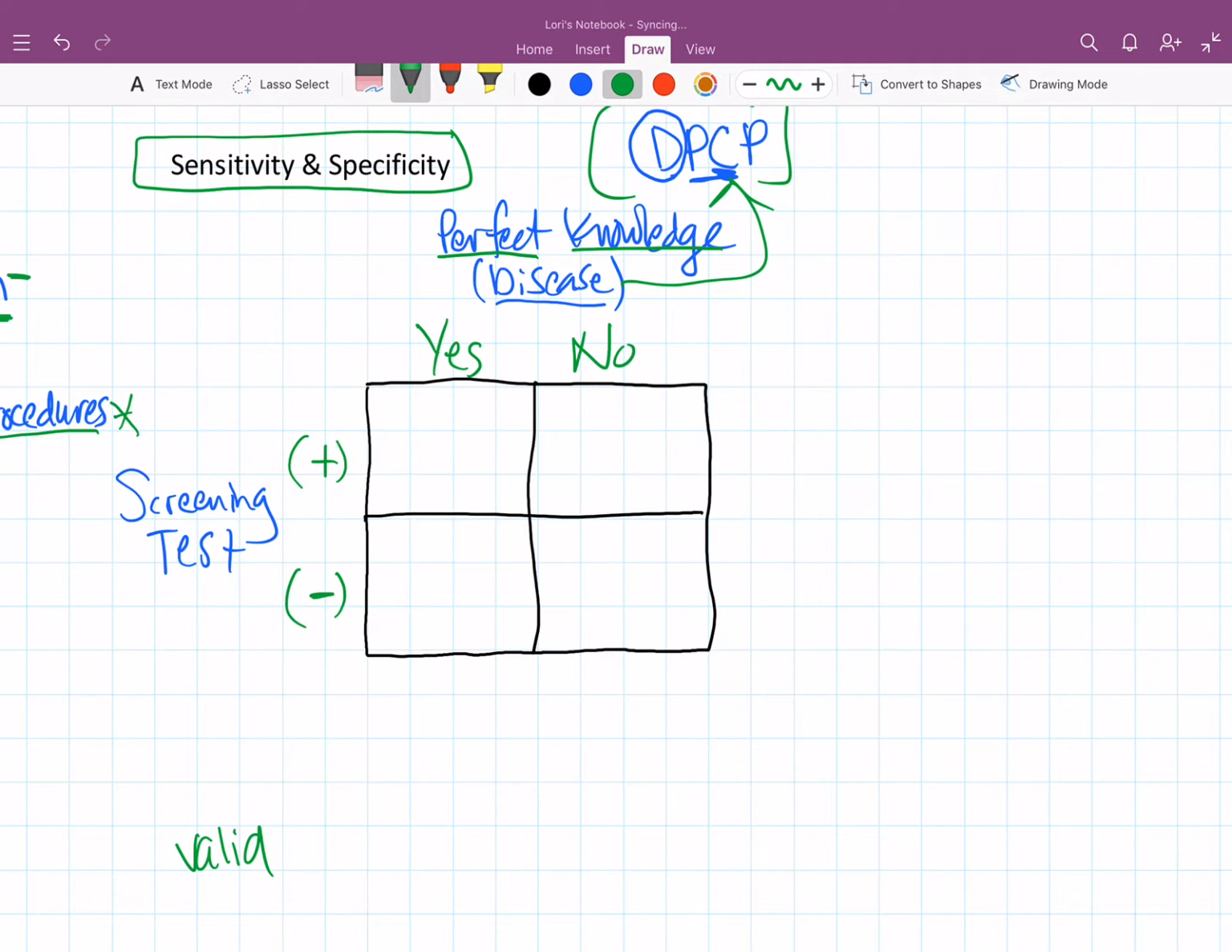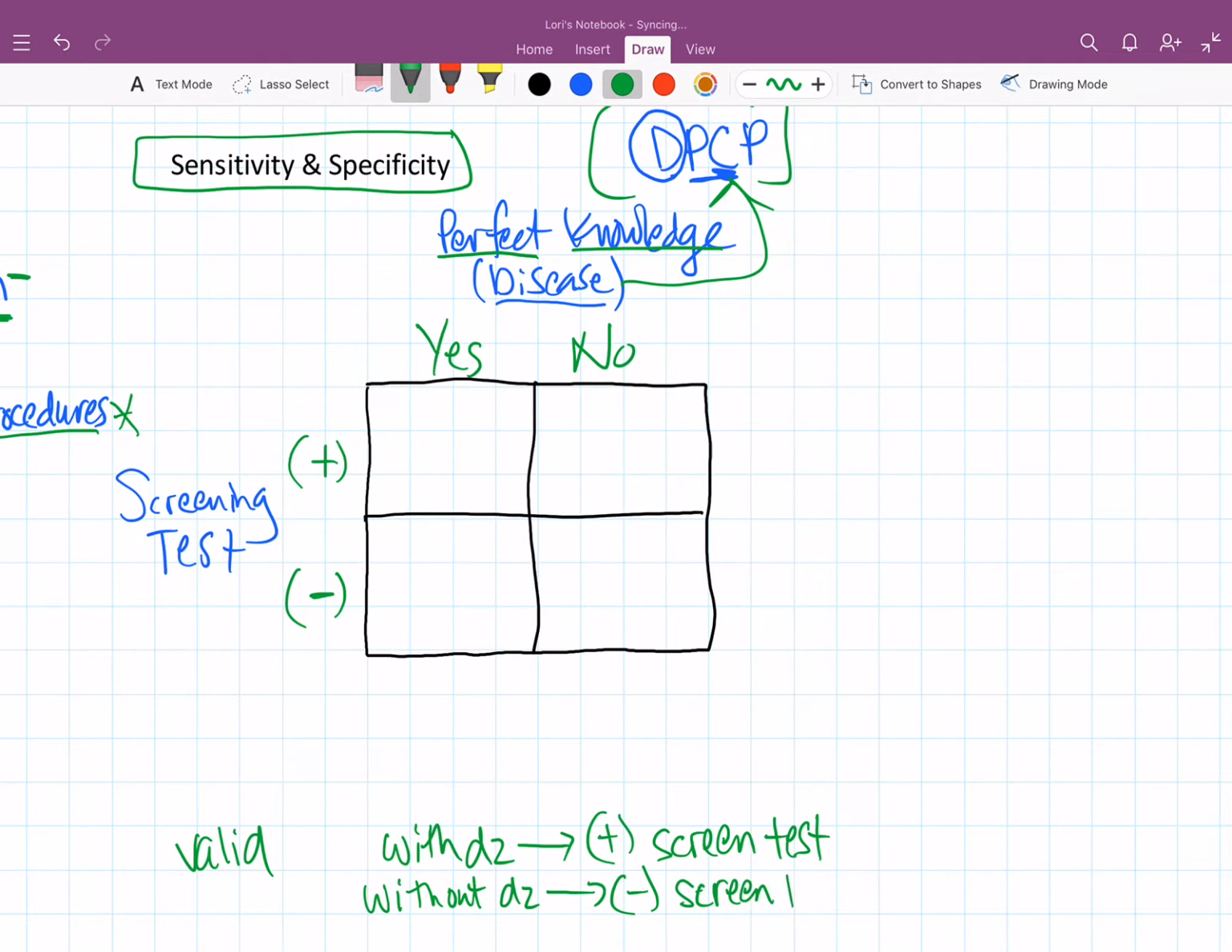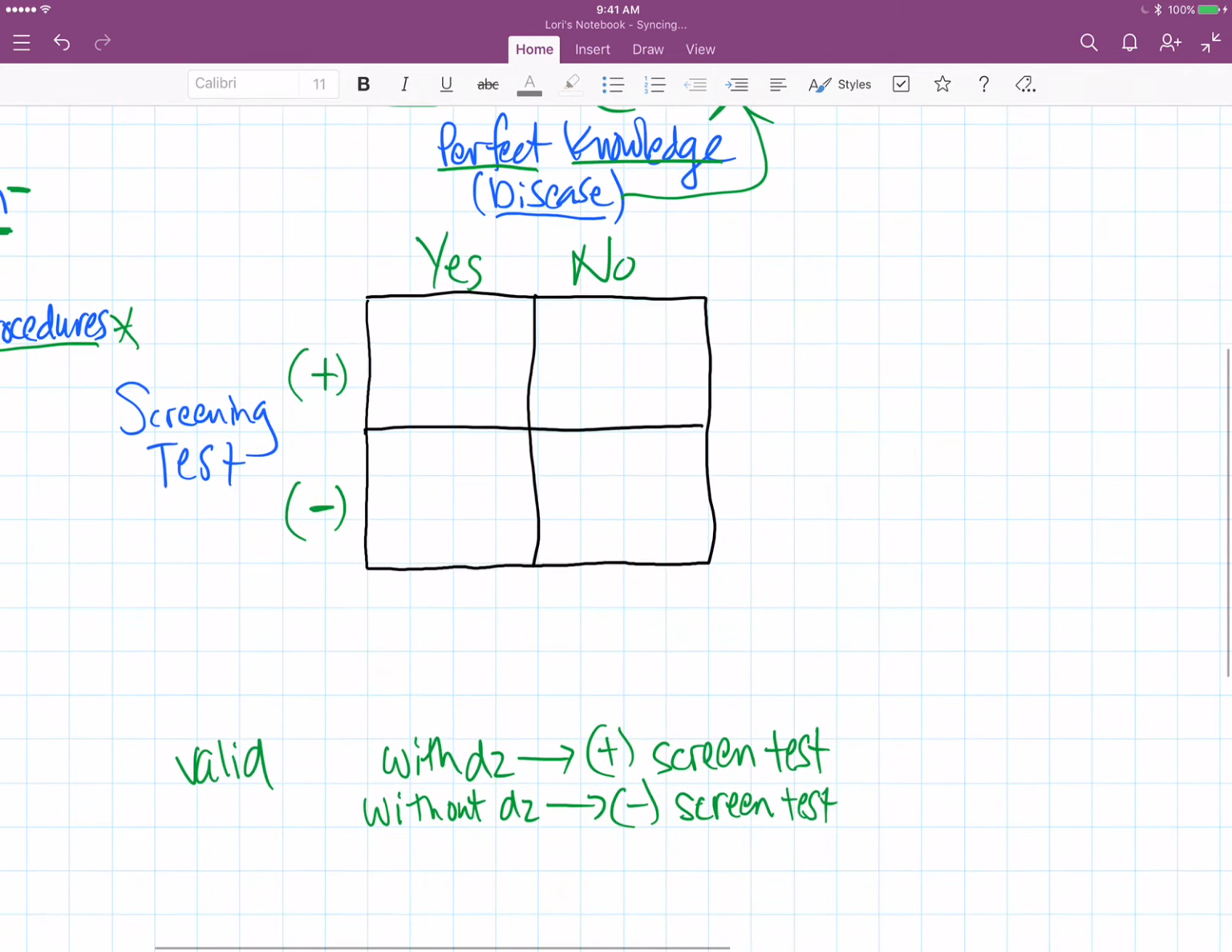If a person has disease, we think that that person should have a positive screening test. And a person without disease, that person should have a negative screening test. And some people would say, oh, well, that's really obvious, but I'm going to build on those two concepts.